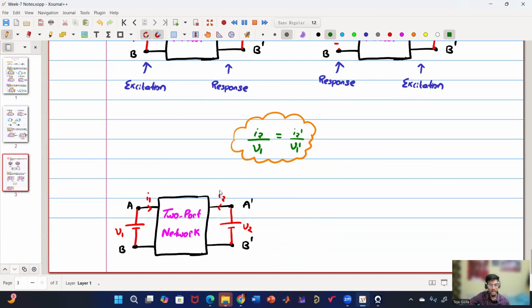Or you fix another polarity and follow the same. But rather than using some other polarity, we'll use the polarity that Sir has considered in this course and follow the same.